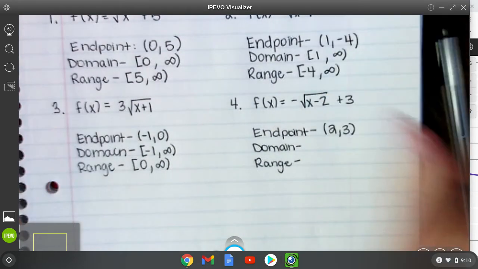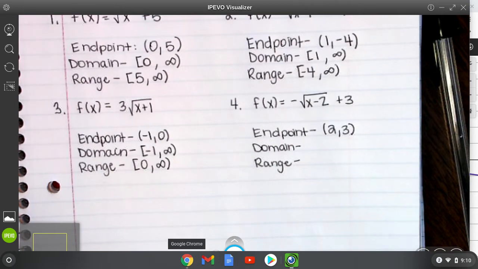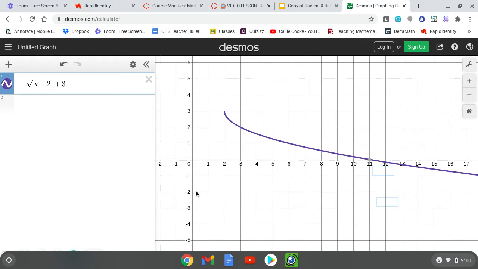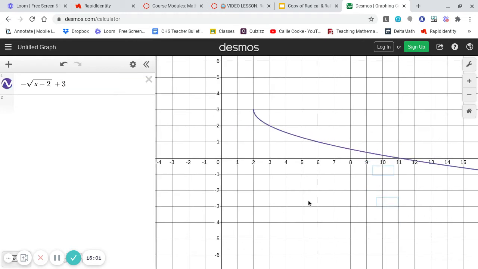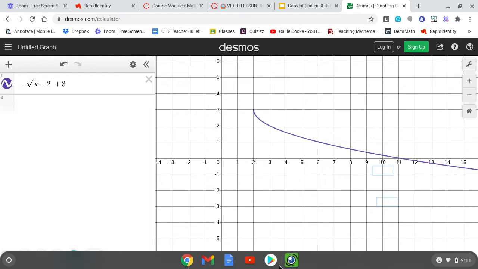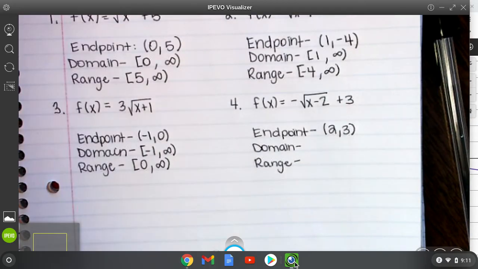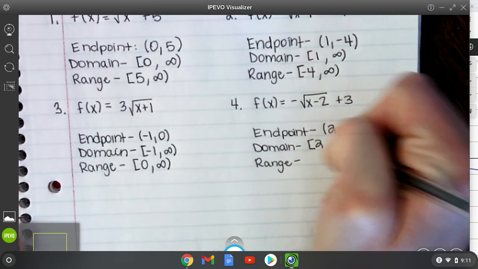Let's talk domain, because one of the domain or range may change since we're going down now. The x value here is at 2. But look at the x-axis: are we using positive x values or negative x values? Positive, so x is still increasing. Think x value, look at the x-axis. From 2, we use 3, 4, 5, 6, and so on. We're not using any of the negatives. So even though the graph is going down, the x's are still increasing, and that stays the same. We go from 2 to positive infinity.